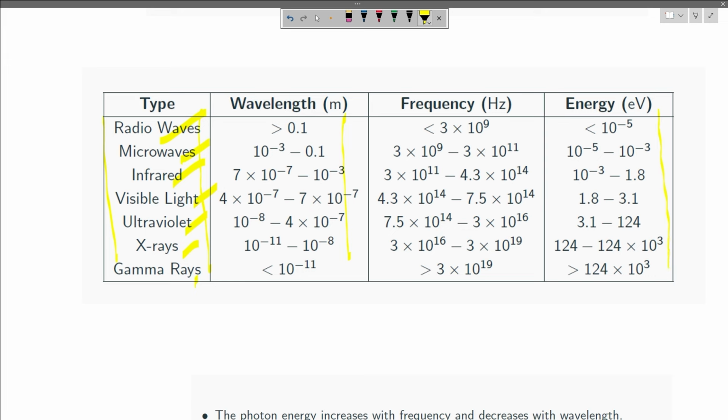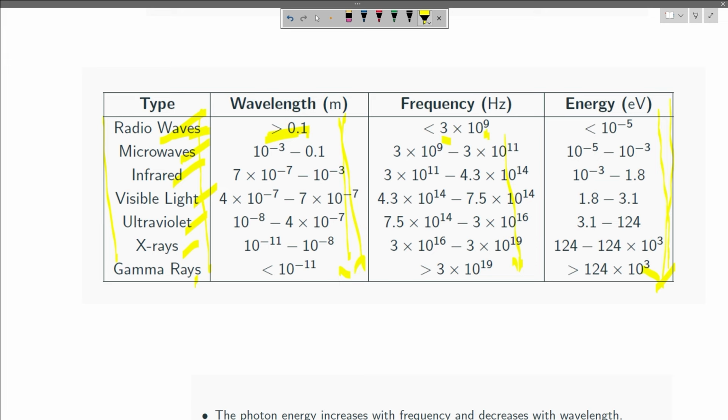We can see that as the wavelength is reducing, frequency is increasing and energy is also increasing. The least energy is that of the radio waves, which have a much higher wavelength, much higher than 0.1 meter, a frequency of less than 3 × 10^9 hertz, and energy less than 10^-5 electron volt.